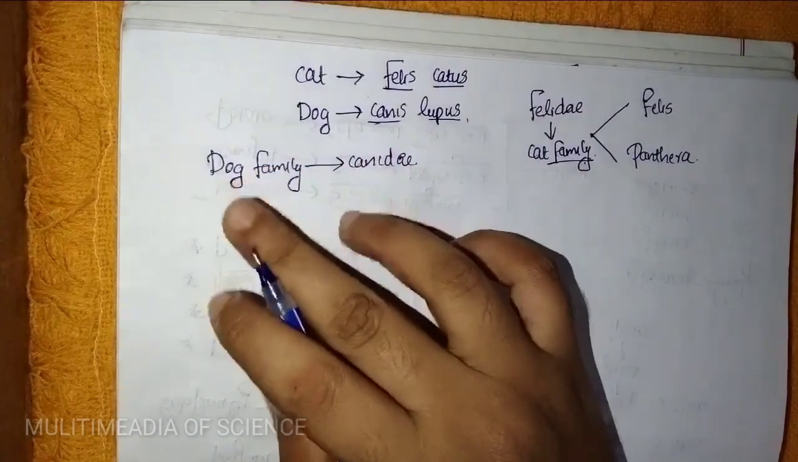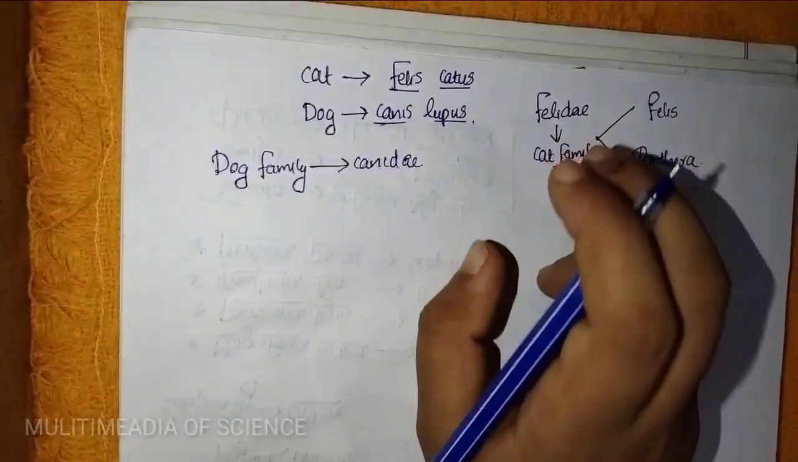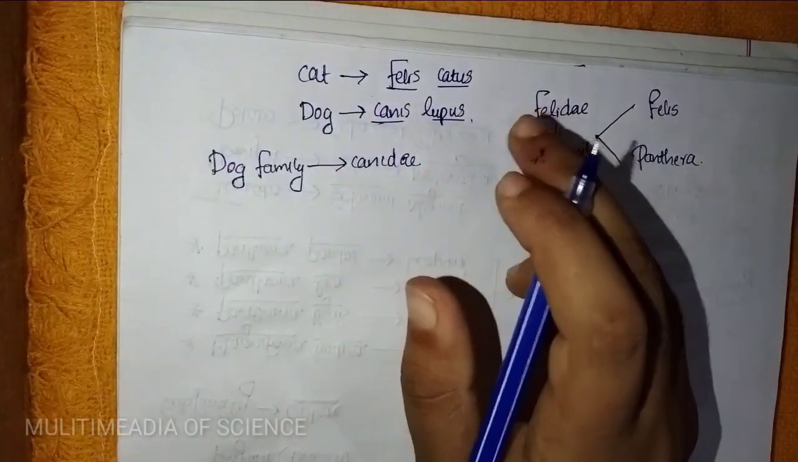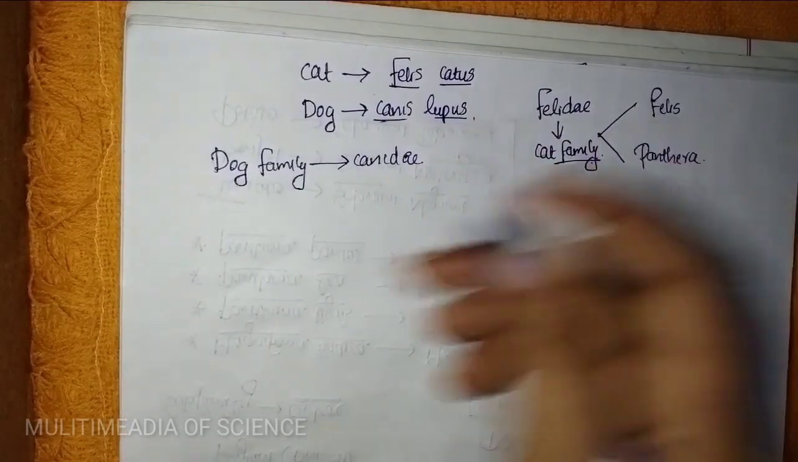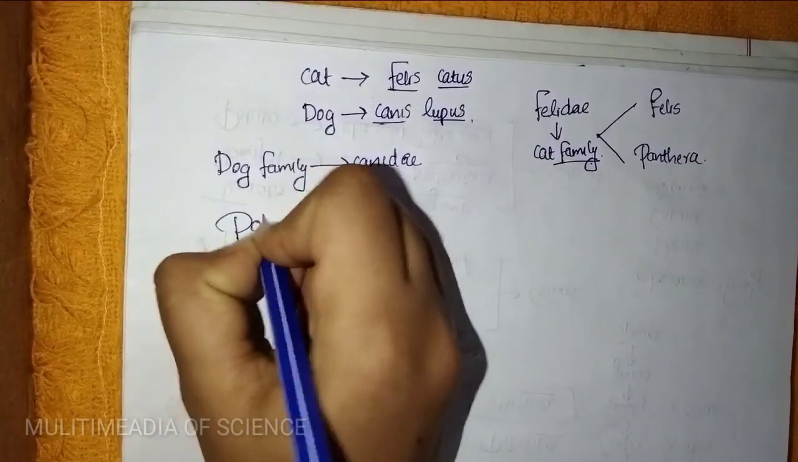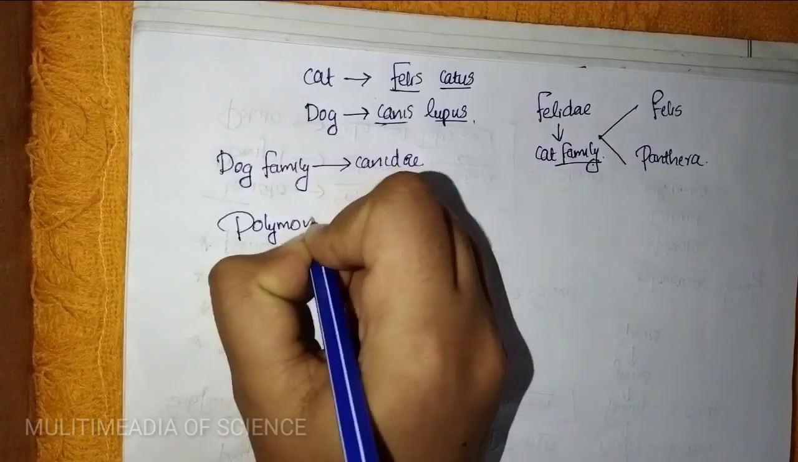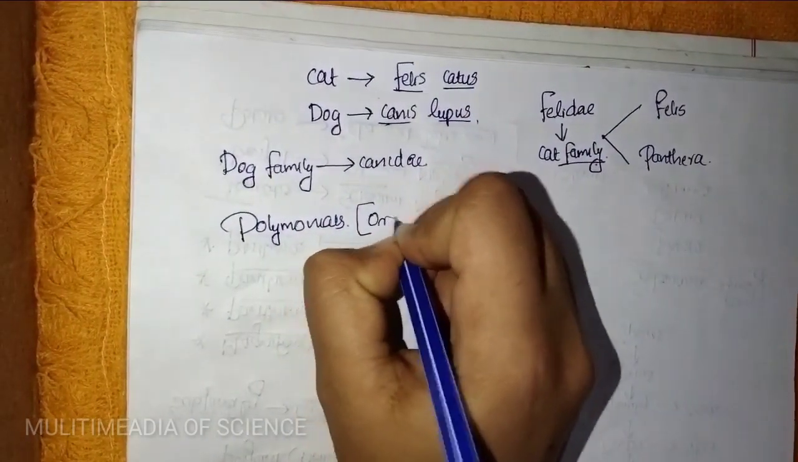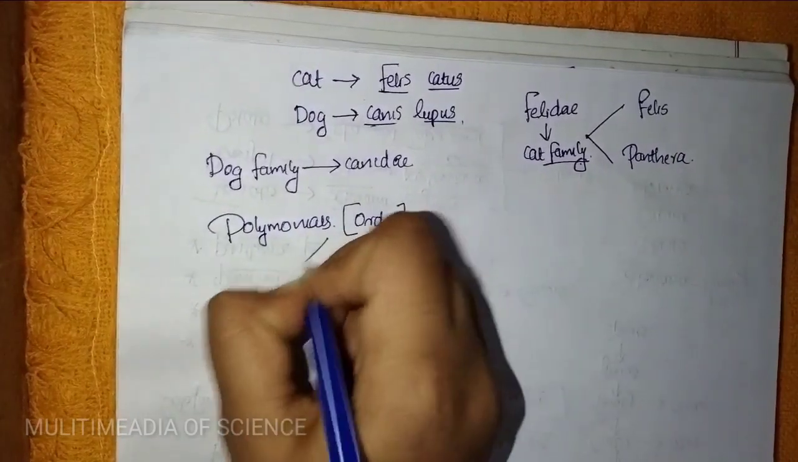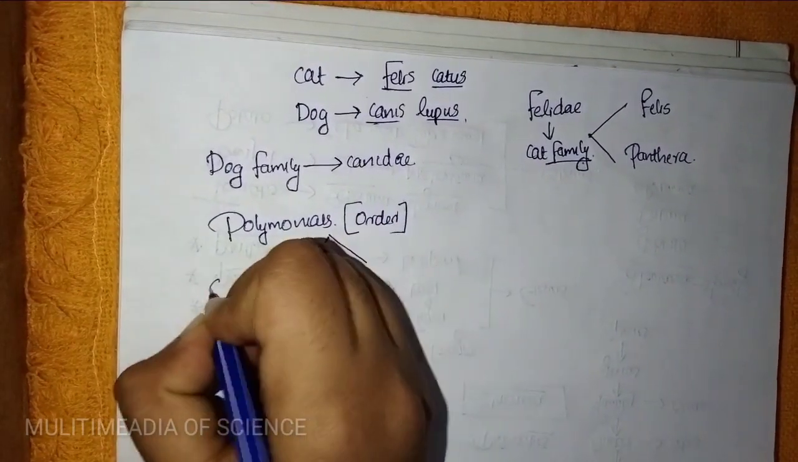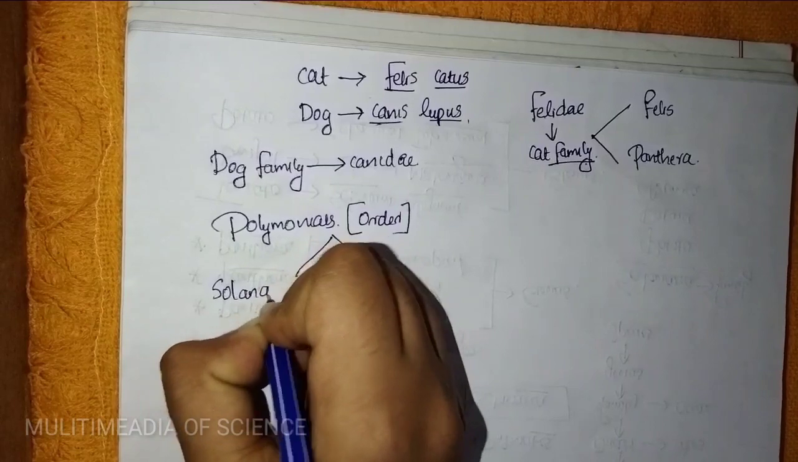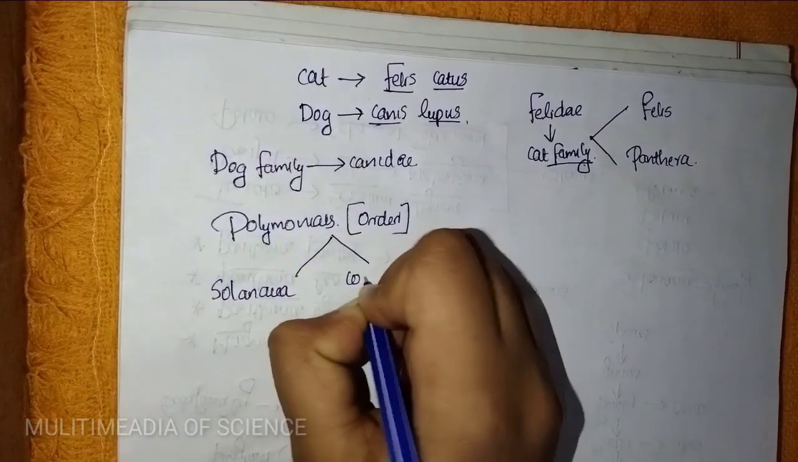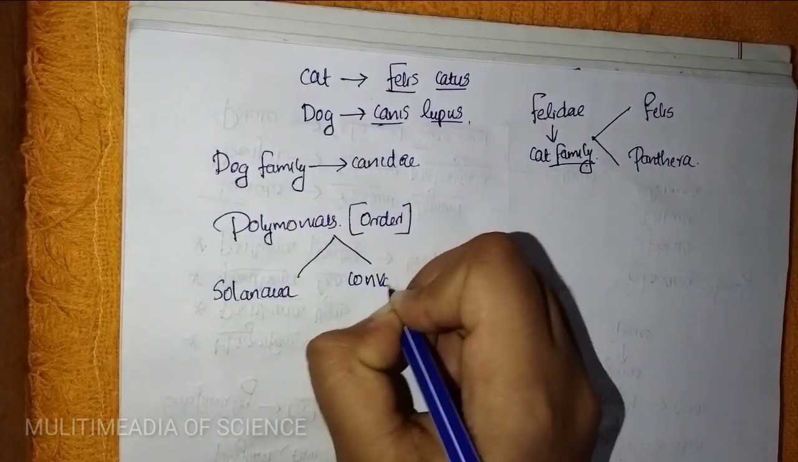Then the family Solanaceae and the family Convolvulaceae are included in the order Polemoniales. This is the order, which includes two families, one is Solanaceae and the other one is what? Convolvulaceae.